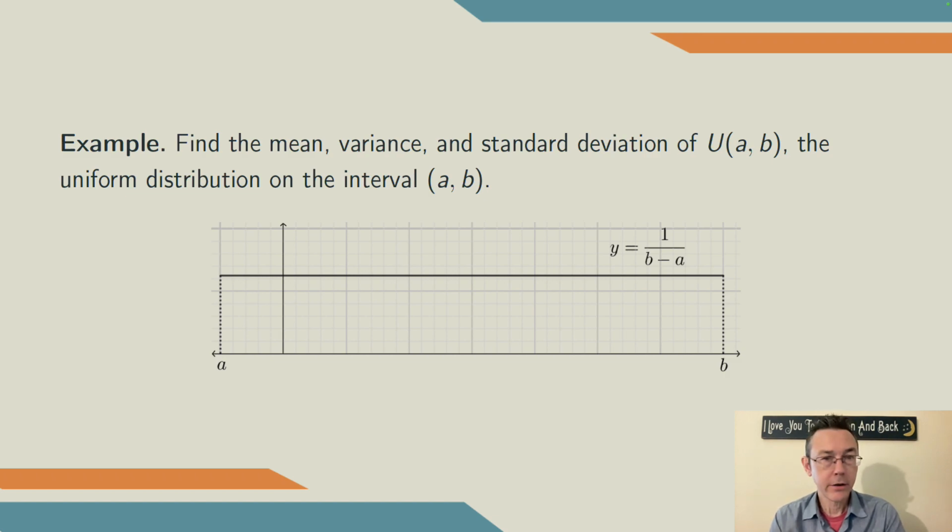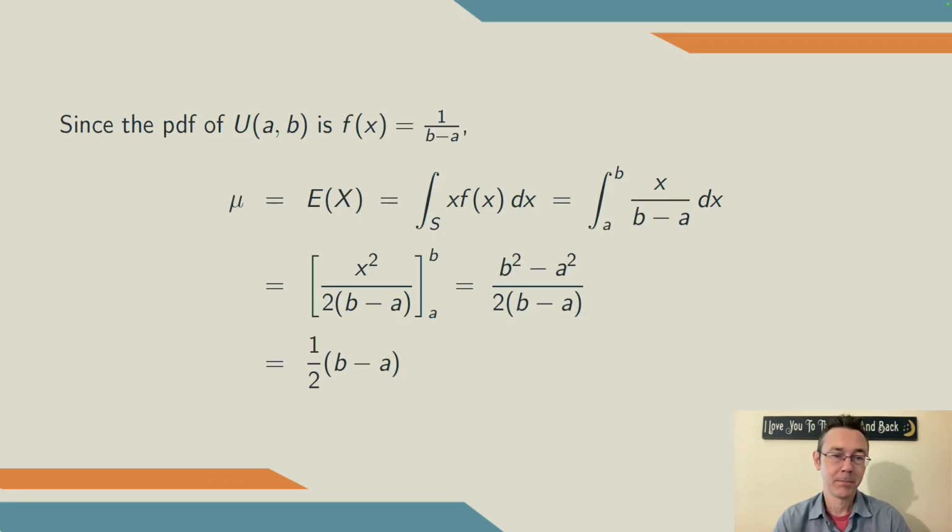Find the mean, variance, and standard deviation of a random variable that has a uniform distribution on the interval a, b. As usual, I recommend pausing the video here, trying this problem on your own before seeing my solutions. So first of all, notice that the probability density function here has to be 1 over b minus a. We have a constant density function on an interval of width b minus a, so the height of that density function, the height of this rectangle, has to be 1 over b minus a.